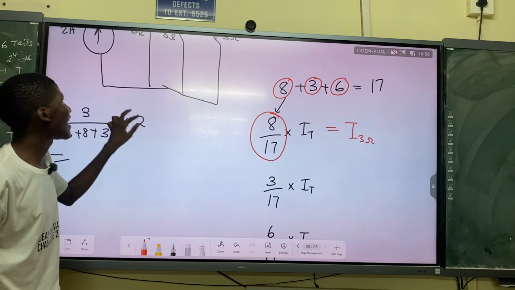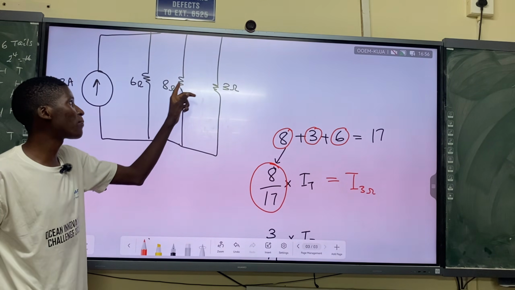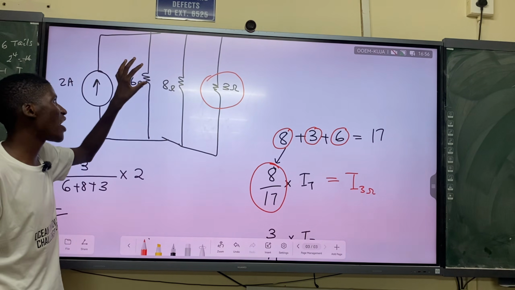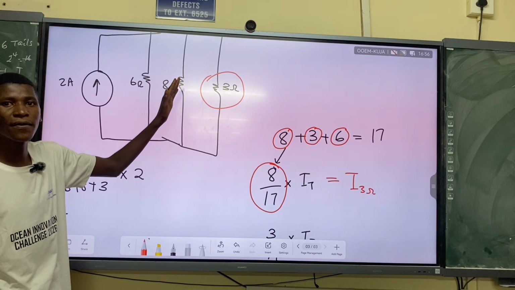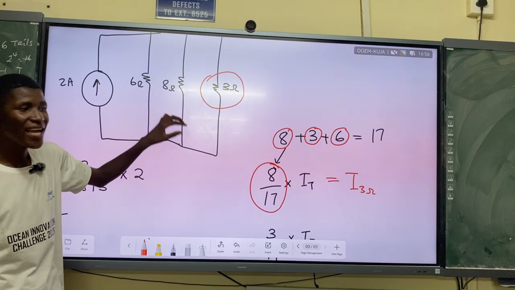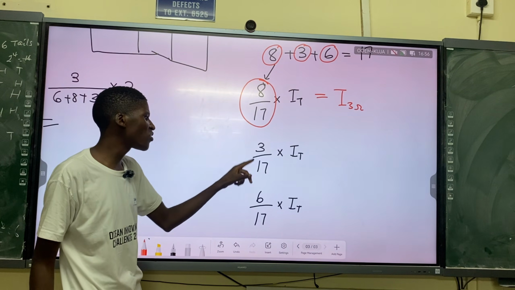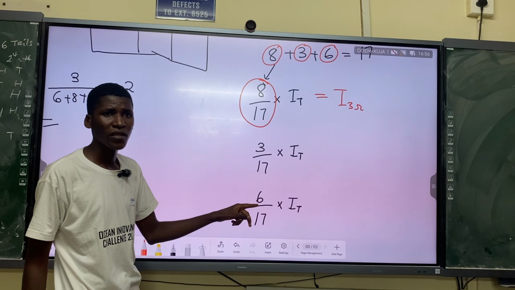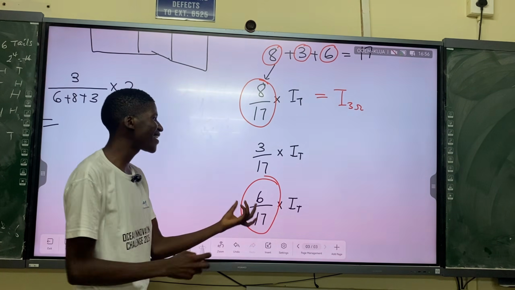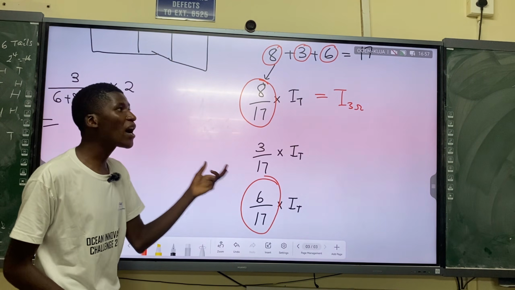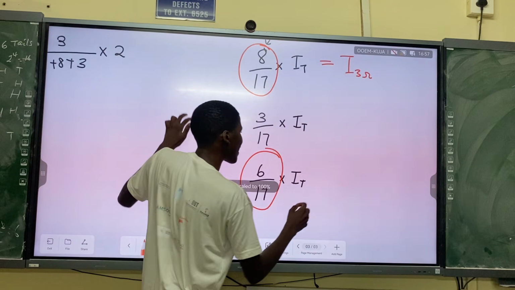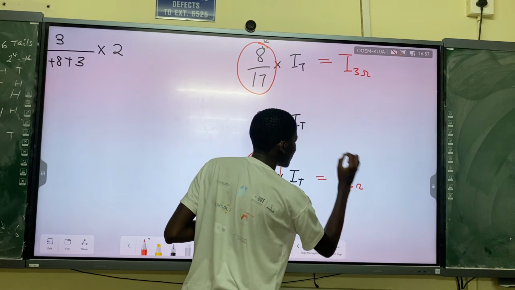Then let's follow, which is the next one? Because this is the biggest portion, it will go here. The biggest portion of current goes here. Which is next? The next larger current is between the 6 and the 8. The 6, because it has smaller resistance. So let's compare, which one is bigger between 3 over 17 or 6 over 17? It is 6 over 17. So this is the second biggest portion of current. It goes to which one between the 6 and the 8? The 6. So this will be the current that will go to the 6 ohms resistor.